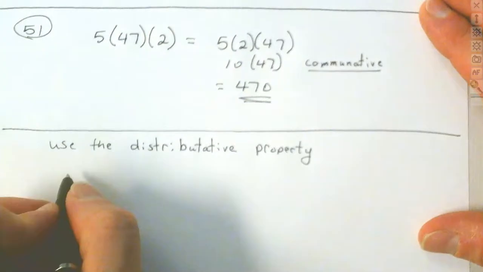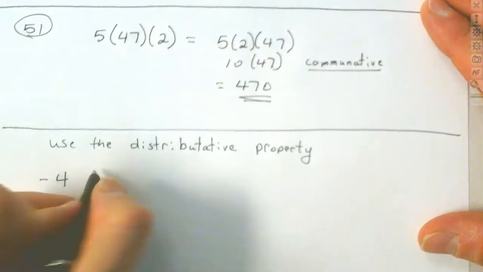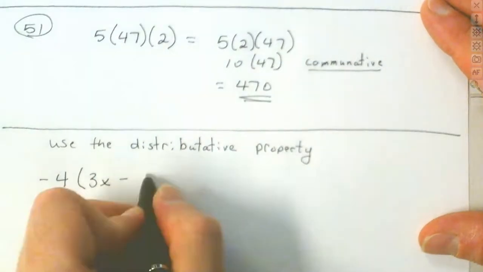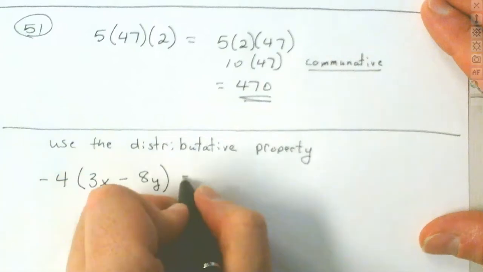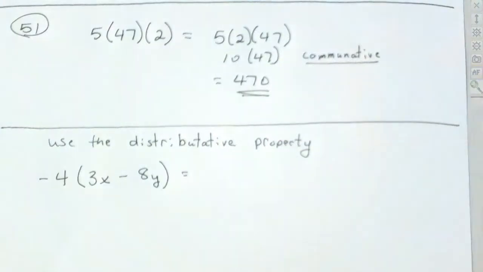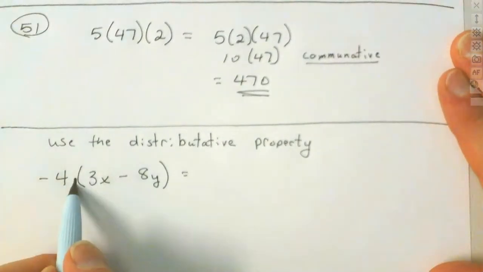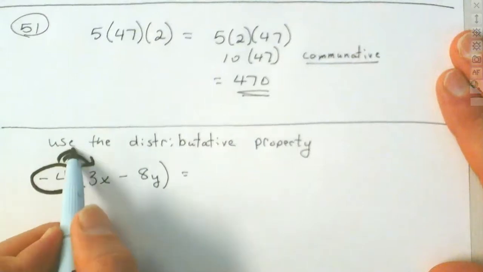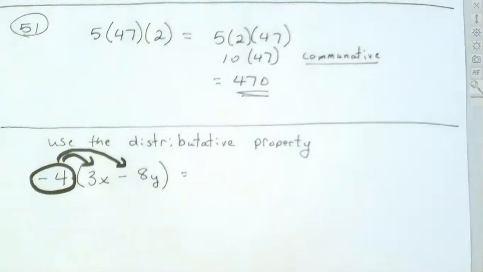So we're going to be using the distributive property. Let's use minus 4 times 3x minus 8y. How would we use the distributive property here? When we use our distributive property, we distribute or we push it through that negative 4. So the negative 4 is out in front of the parentheses. So our distributive property says we distribute or we push it through. And then we multiply. Now watch your signs. Whenever we have a negative, I like to circle it so we don't accidentally lose that negative sign.